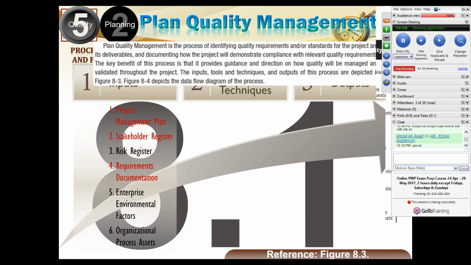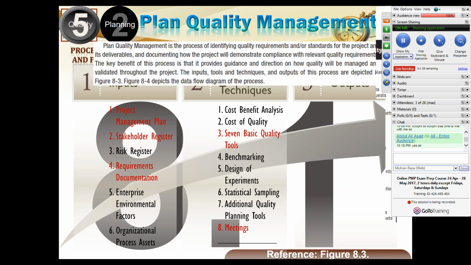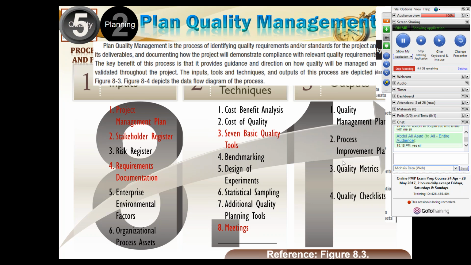What does the plan quality management process include? The important thing here is the tools and techniques only. Everything else you know. Project management plan is required. Stakeholder register is required because you are going to be talking to those stakeholders for quality requirements. Risk register must also be considered. Requirement documentation should also be there, but all are the requirements which you have identified already, and enterprise environmental factors and organizational process assets. And what we are trying to create is a quality management plan, process improvement plan, quality metrics, quality checklists, and project document updates.